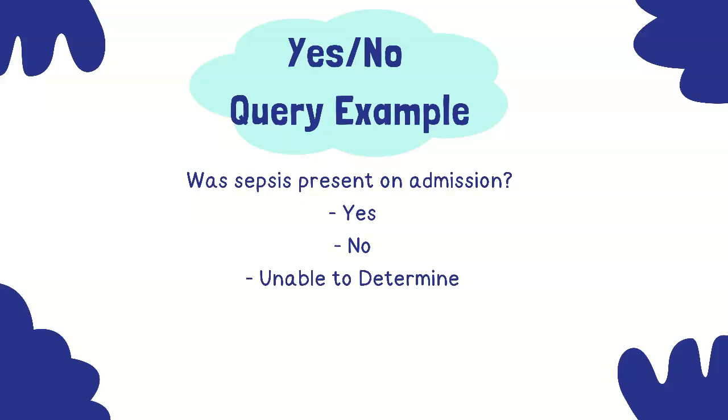Was sepsis present on admission? Yes, no, unable to determine. Again, this format ensures that you are neutral and acknowledges that sometimes the provider may not know. And that's why we give them that out, unable to determine.